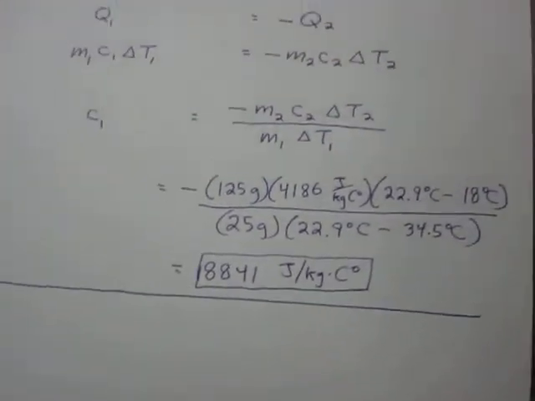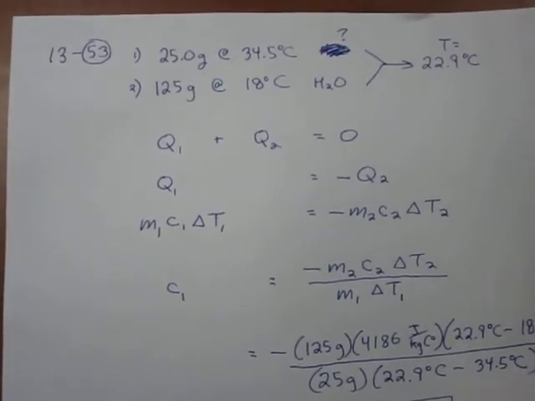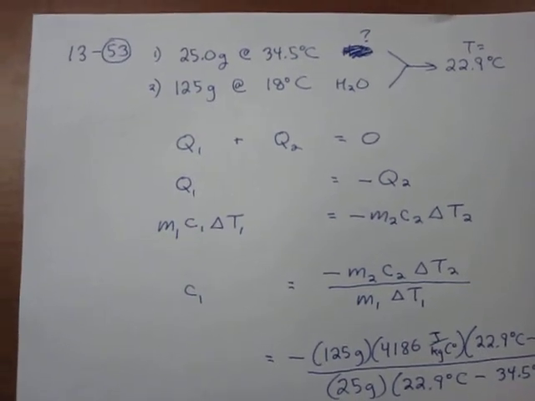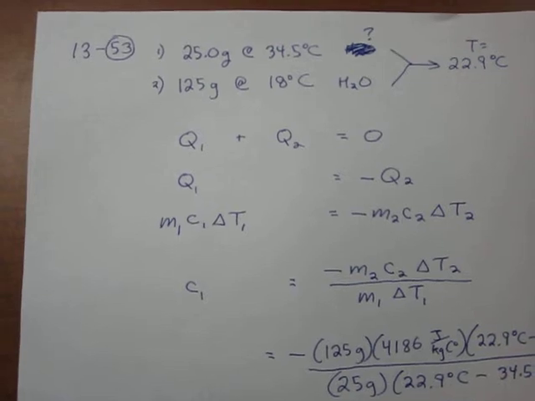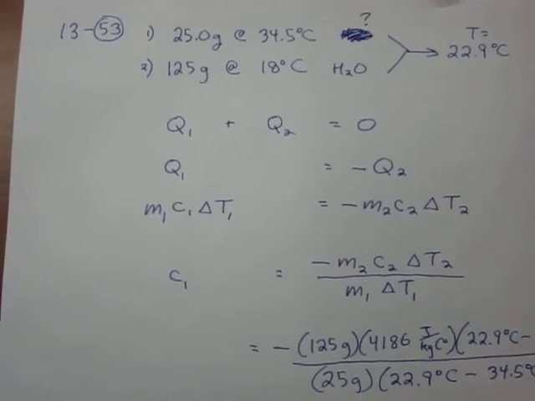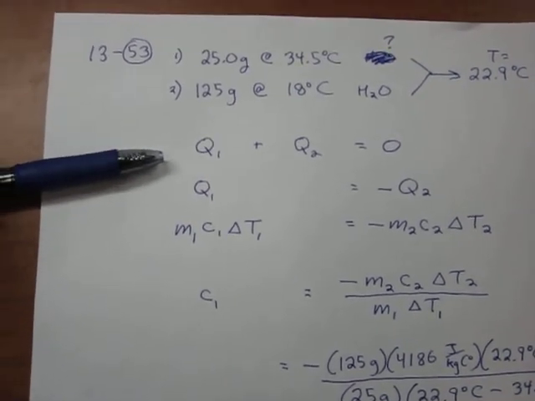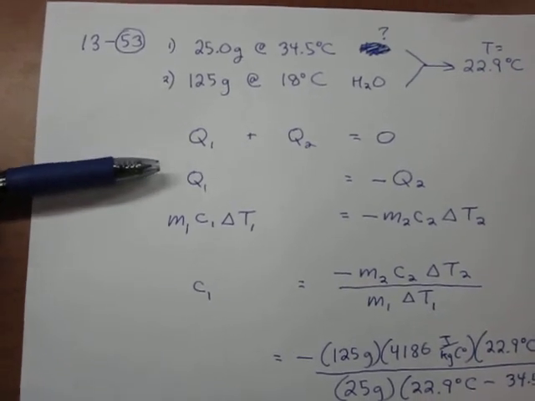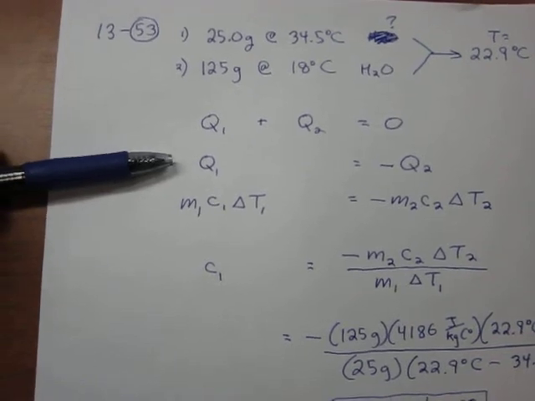Number 53. Number 53 involves 25 grams of a mystery material and 125 grams of water at different temperatures. We combine them to get a final temperature of 22.9 degrees Celsius. So once again, we start Q1 plus Q2 equals 0, and here I'm calling 1 the mystery material and 2 the water.